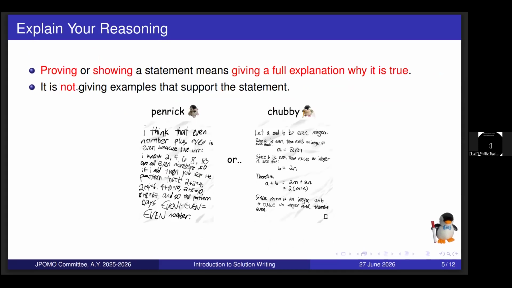So it is like what I said earlier. It is not giving examples that support a statement. It is proving that the statement holds for all of the specified conditions.